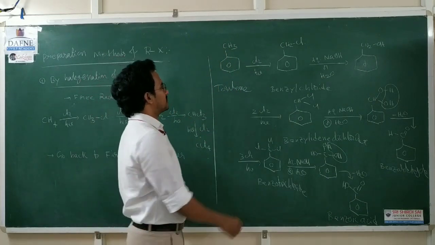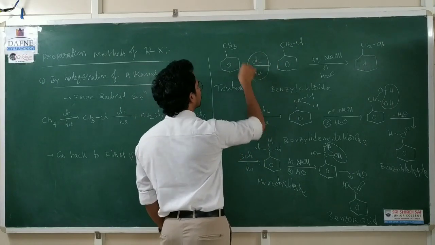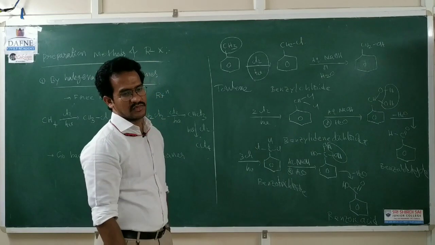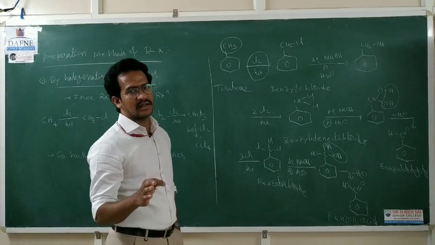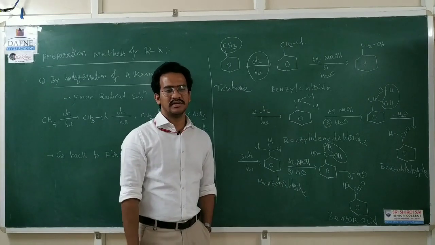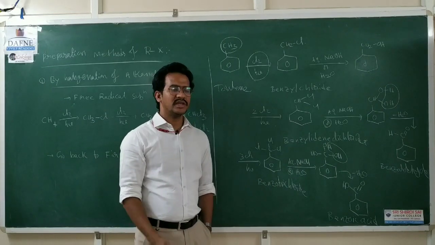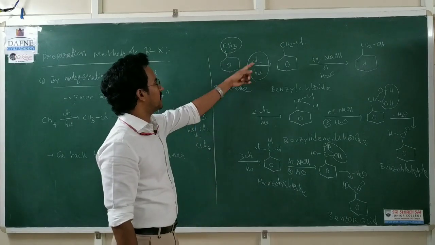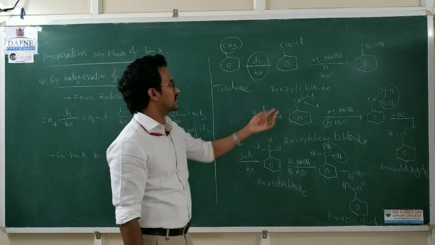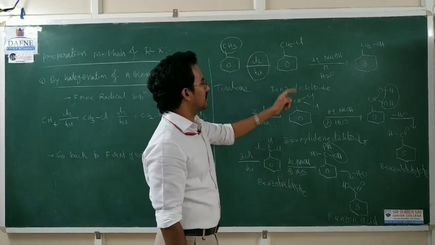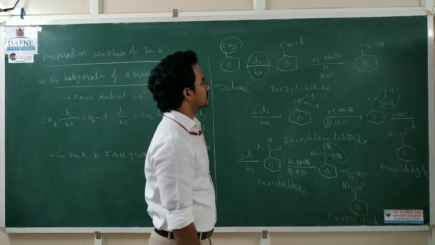Now free radical substitution mostly takes place on the side chain, but not on the benzene ring. On the benzene ring only electrophilic substitution takes place, but not free radical substitution. So there is a side chain CH3. An H radical is replaced by the chlorine radical. So we get benzyl chloride.